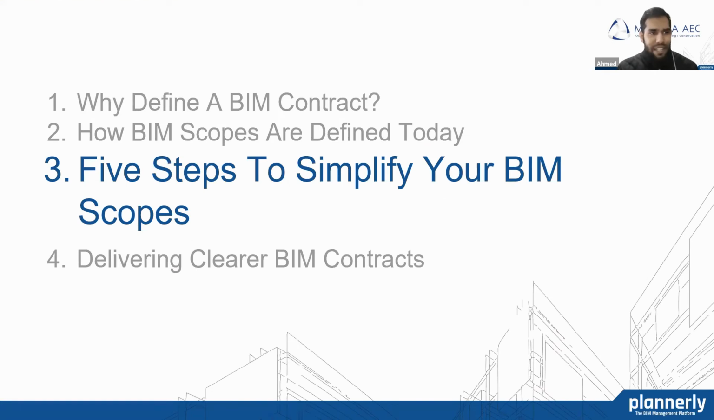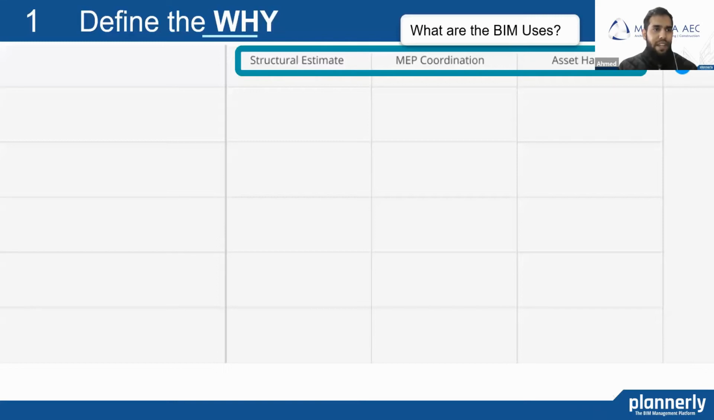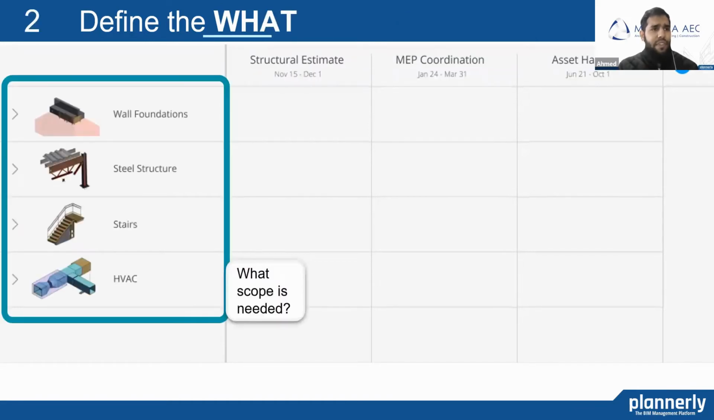So here are 5 steps to simplify your BIM scopes. The first thing you should do is define the why. Why are we doing BIM on this project? So basically, what are the BIM uses? Do we need estimates? Do we want to do coordination? We need to know what constructability issues we're going to have before we go on site. That will help us answer the what.